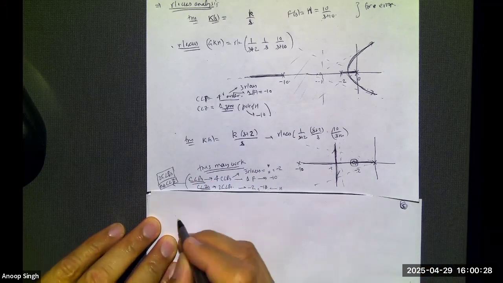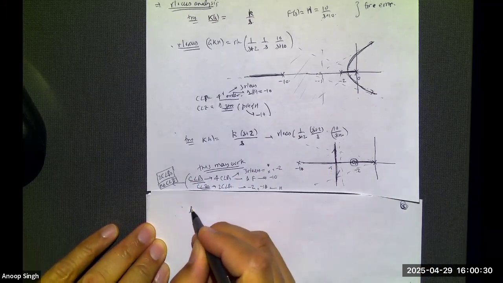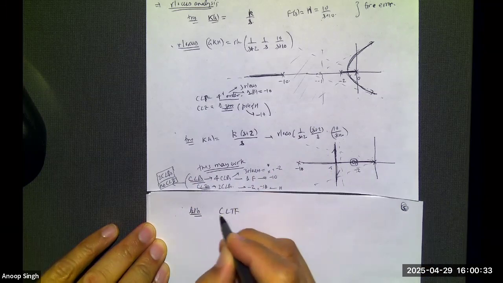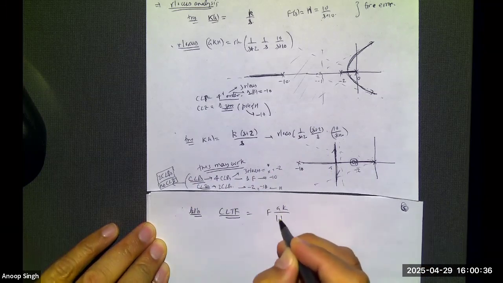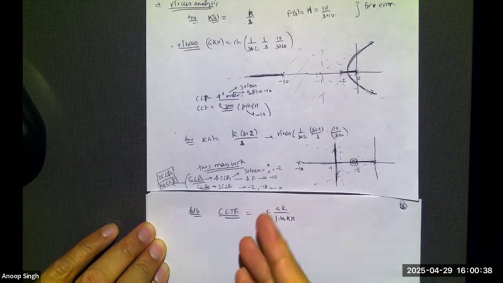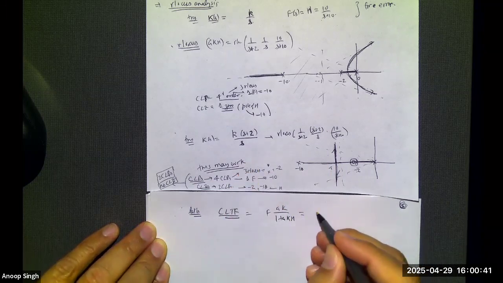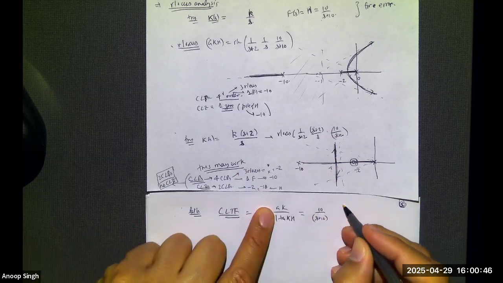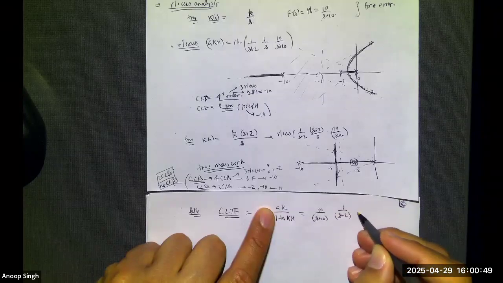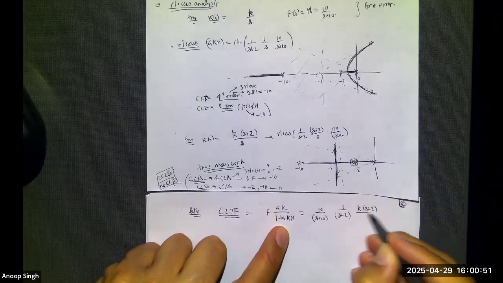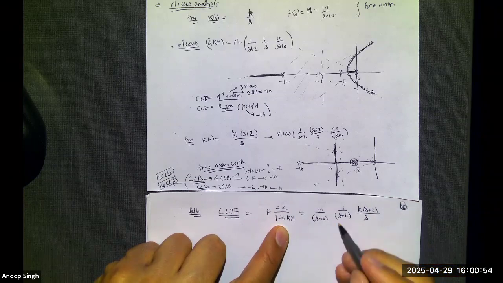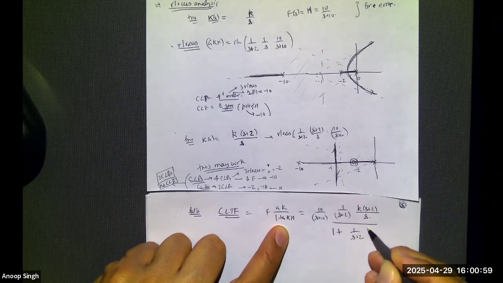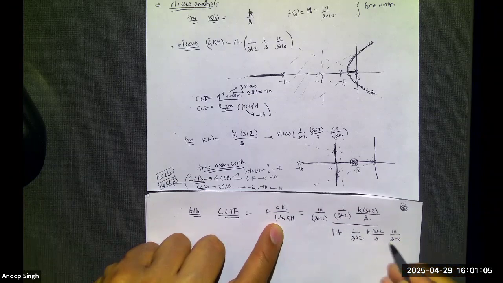So let's give it a shot. Now let's do the last step. Let's find the closed loop transfer function. Closed loop transfer function is FGK over 1 plus GK. You'll see that cancellation I was talking about right now. F was 10 over S plus 10. G was equal to 1 over S plus 2. The controller was K times S plus 2 divided by S, divided by 1 plus GK, and H is 10 over S plus 10.